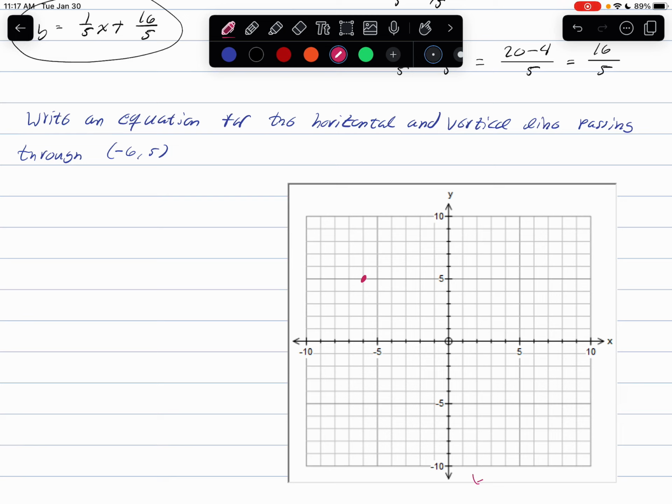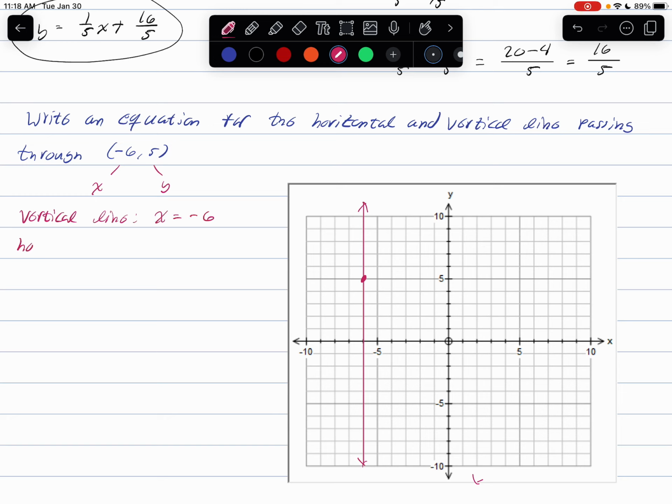Now, these are always fairly easy. All you have to do is identify the x and y values. So this is your x value. This is your y value. If you want a vertical line going through it, it's going to look about like this, and therefore your equation for the vertical line, and remember, x equals something is always a vertical line. So your vertical line is going to be x equals -6.